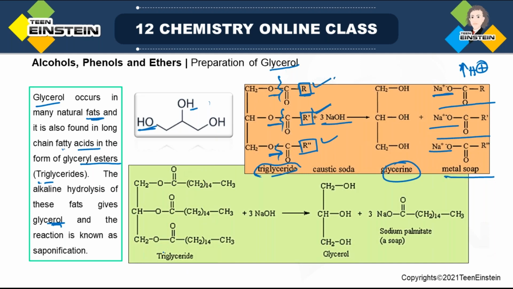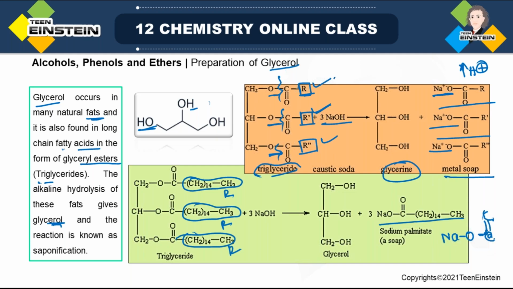If you have taken this type of triglyceride where the R group is basically the same, see, as we have said, it is a long chain fatty acid. So here you can see CH2 14 times, CH2 and then CH3. So this is simply a very long chain alkyl chain. So all these are the same group. So finally what are we getting? See, we are getting NaOCOR, and a total of 3 molecules will be there.